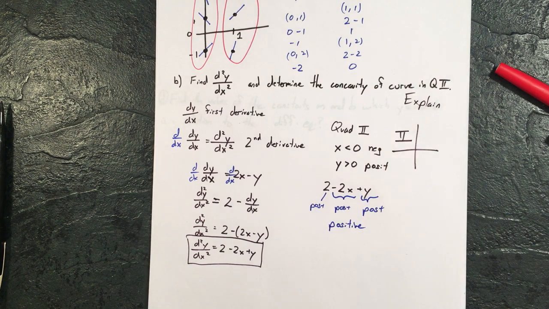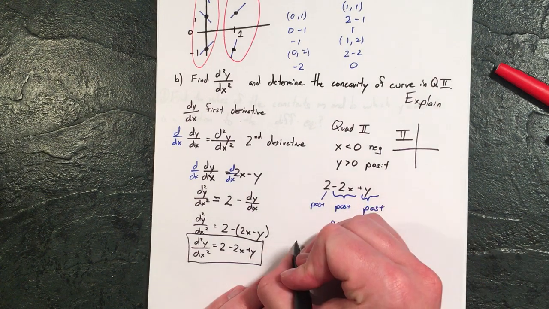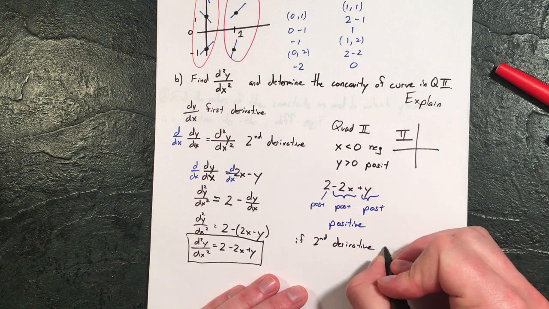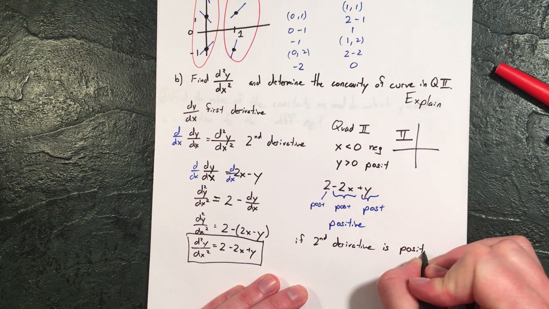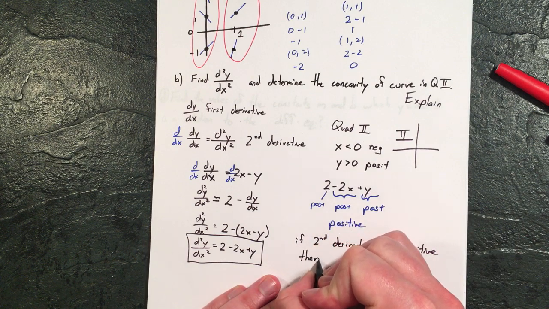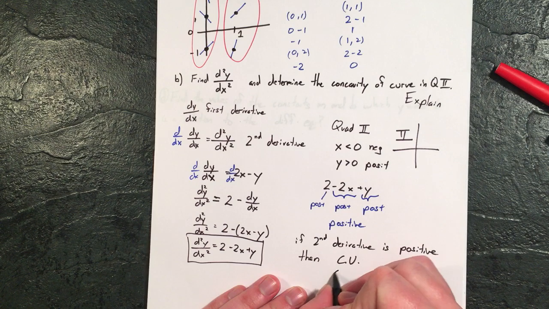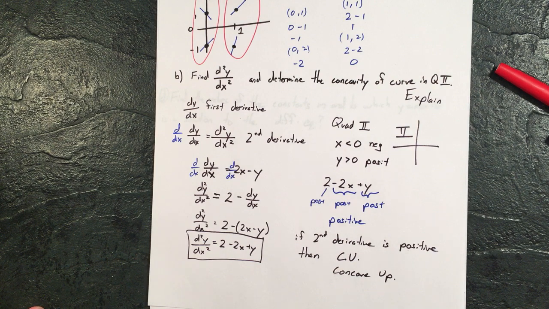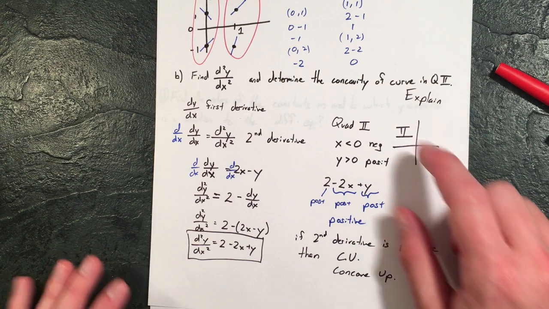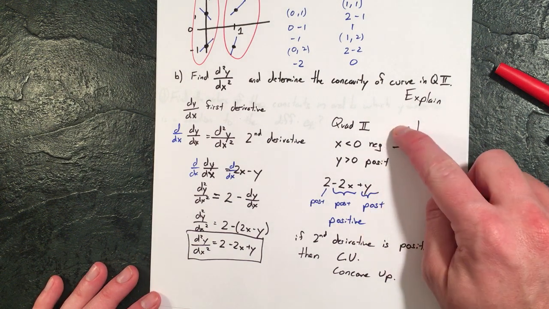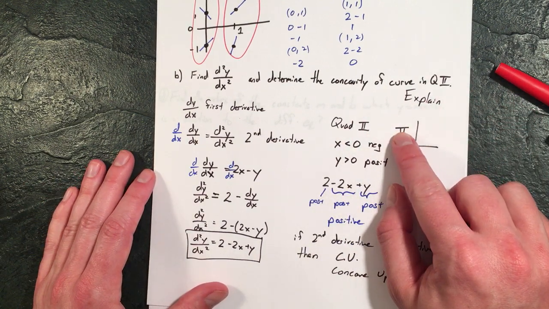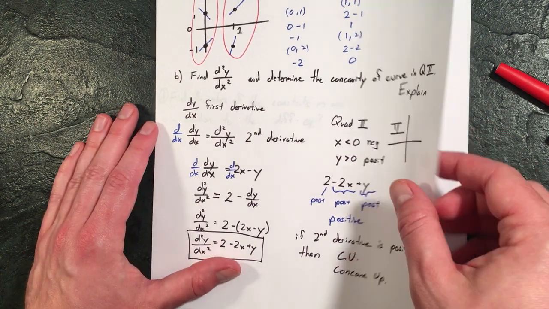And if we have a positive second derivative, the second derivative is positive, then we are CU, concave up. So that's how we're going through this one. Even though we don't have any specific numbers, any part of the slope field here is going to be concave up. Or I guess any part of the original graph would be concave up in that second quadrant.